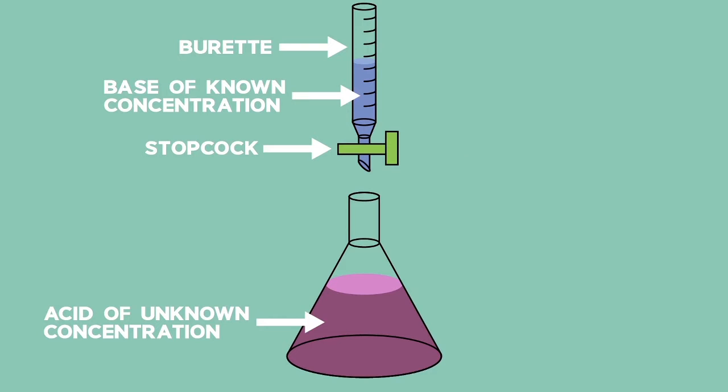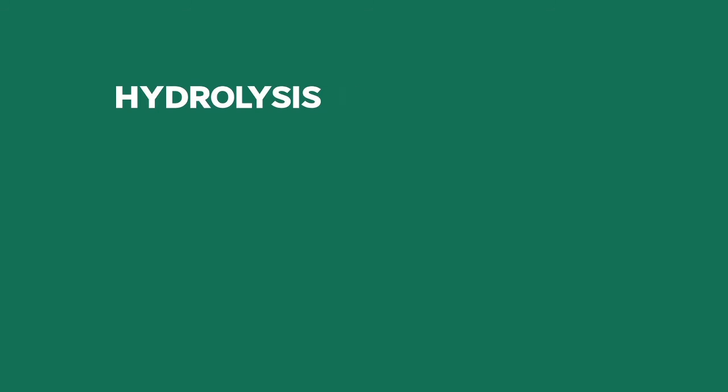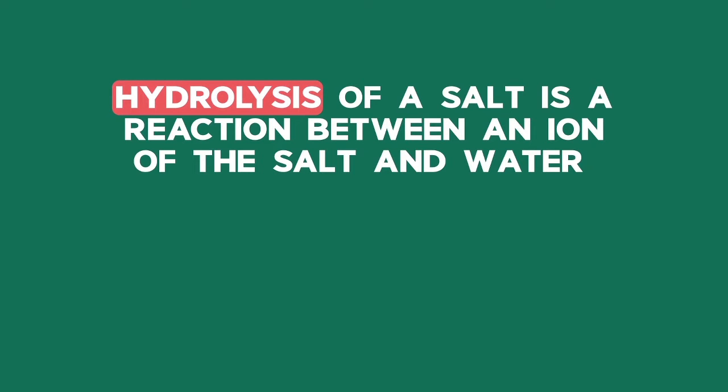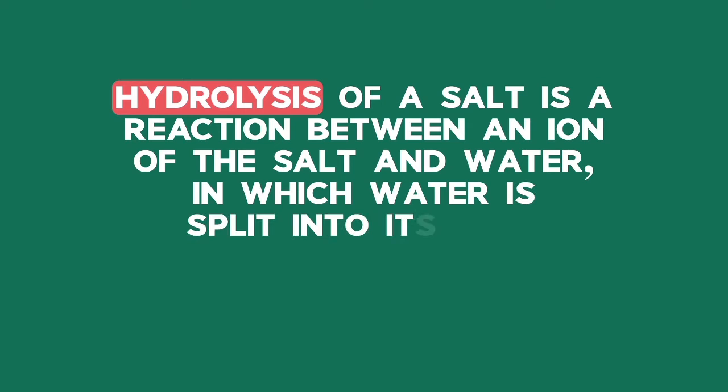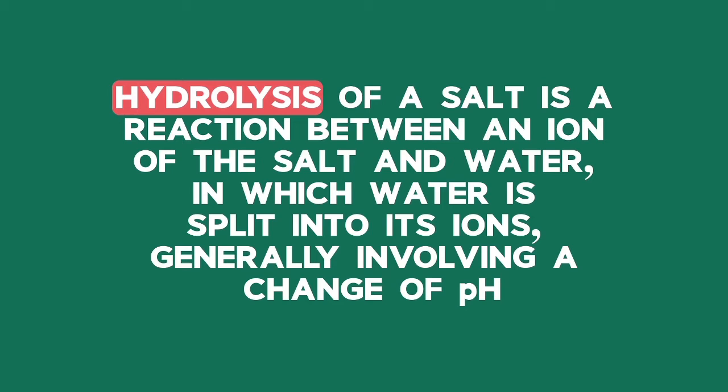It is those types of salts formed when the pH at the equivalence point is not equal to 7 that hydrolyze in water. Hydrolysis of a salt is a reaction between an ion of the salt and water, in which water is split into its ions. This generally involves a change in pH of the solution.